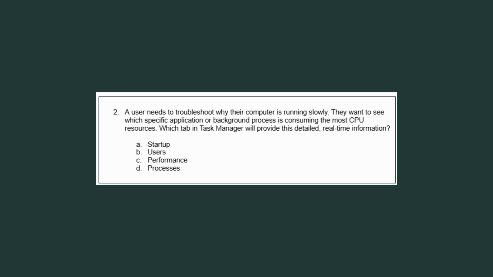etc. Next question for this topic reads, a user needs to troubleshoot why their computer is running slowly. They want to see which specific application or background process is consuming the most CPU resources. Which tab in Task Manager will provide this detailed real-time information? Is it A, Startup? Is it B, Users. Is it C, performance, or is it D, processes?